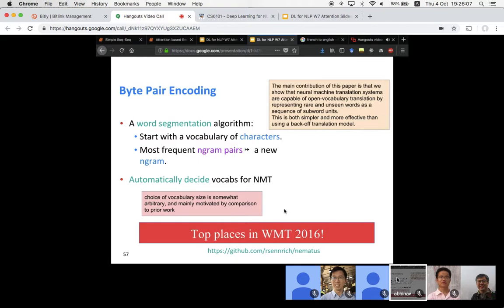So the main contribution for this one is that you can deal with the open vocabulary because you generate new vocabulary on the fly. But the problem is also, they talk about it in the conclusion part, that the choice of vocabulary size is somewhat arbitrary. It's just motivated by comparison to prior work. So the size is just a measured number. If you find it just happens to work, then you just use it.